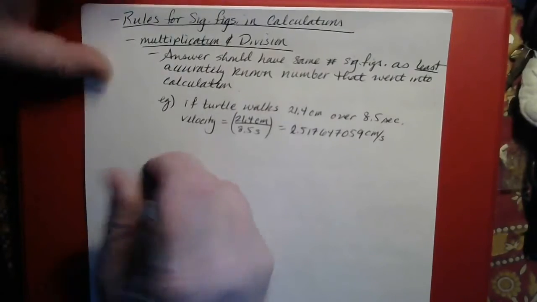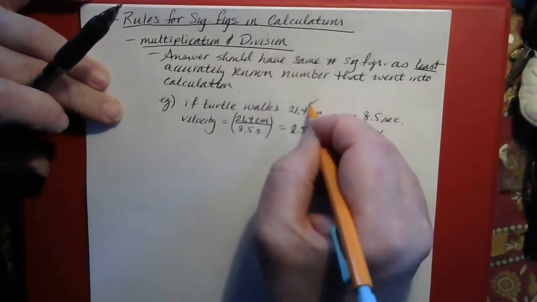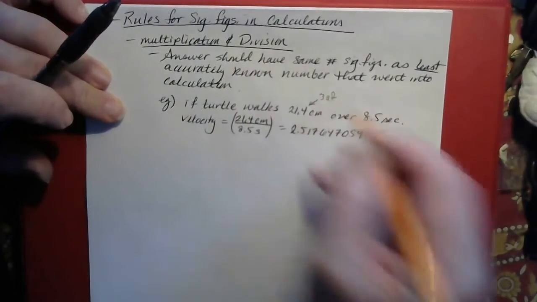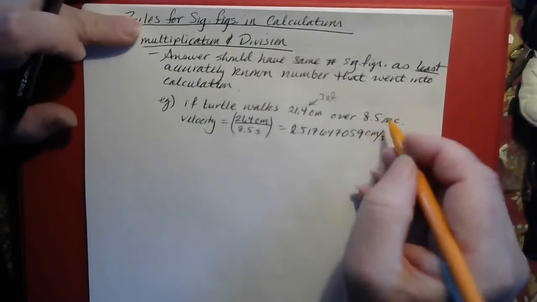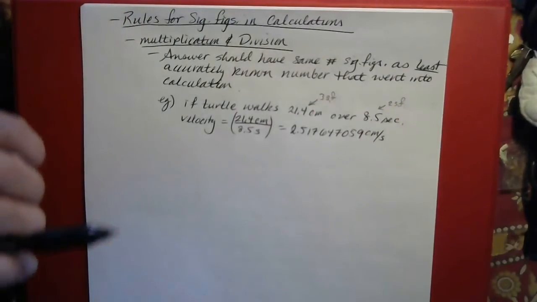Okay, so if we look at the numbers that go into this calculation, 21.4 has 3 significant figures. 8.5 has 2 significant figures.